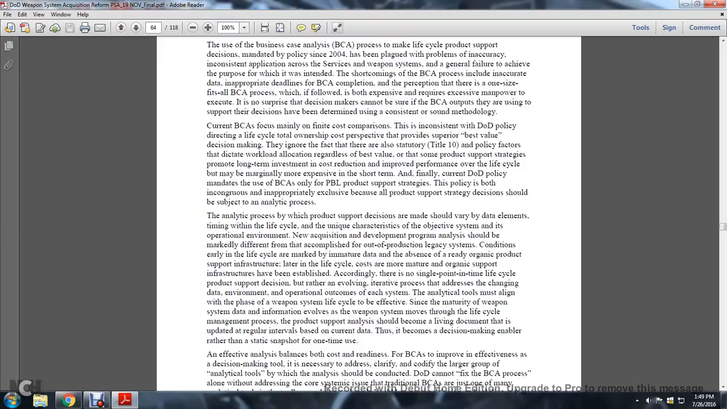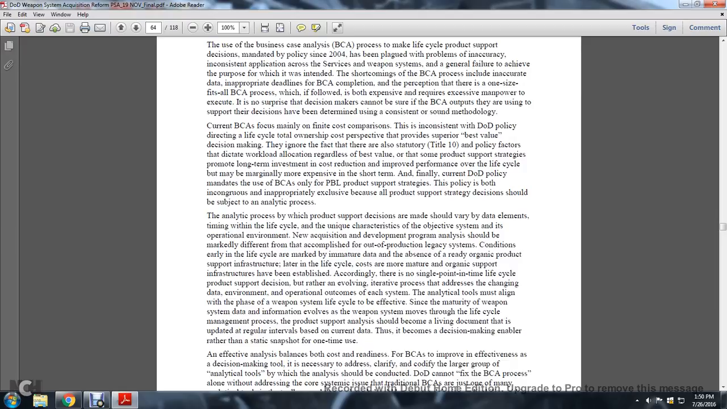Current business case analyses focus mainly on finite cost comparisons, consistent with the DOD policy directing that a life cycle total ownership cost perspective provides the superior, best value decision. They ignore the fact that there are statutory Title 10 policy factors that dictate workload allocation regardless of the best value. Some product support strategies involve long-term investment and cost reduction and improve performance over the life cycle, but may be marginally more expensive in the short term.